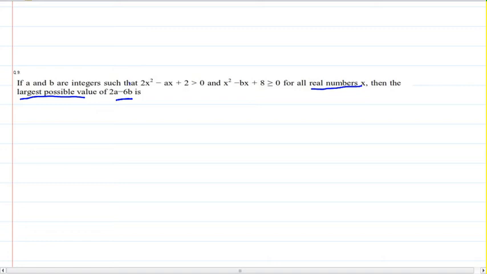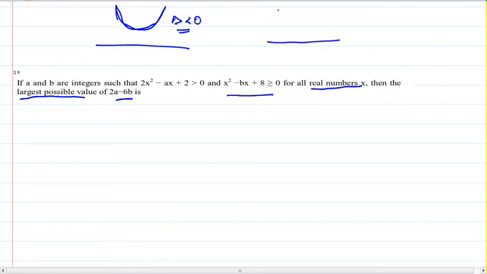Now, as a simple rule, whenever you come across a quadratic that is always positive, that means the graph of the parabola is hanging in the air. That means delta is negative. Whenever you have a quadratic more than or equal to 0, that means the graph of the parabola can touch the axis and leave. That means delta is either less than 0 or equal to 0.